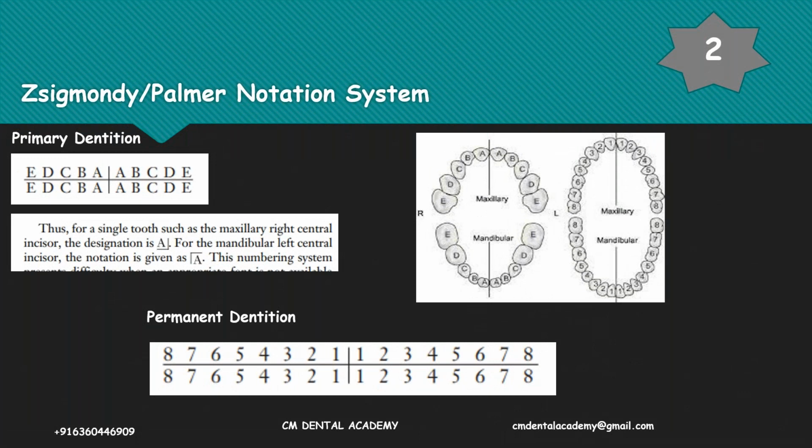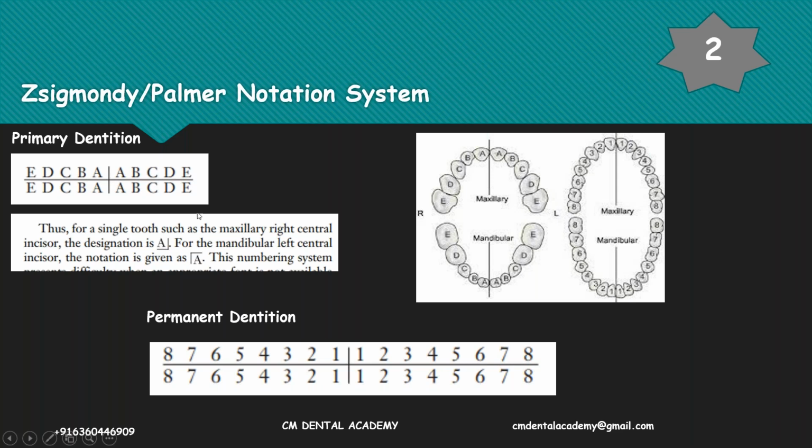The symbolic system for the permanent dentition was introduced by Adolf Zsigmondy of Vienna in 1861, and then he modified it for the primary dentition in 1874. Independently, Palmer also published the symbolic system in 1870. The symbolic system is more often referred to as the Palmer notation system in the United States and less frequently as the Zsigmondy or Palmer notation system.